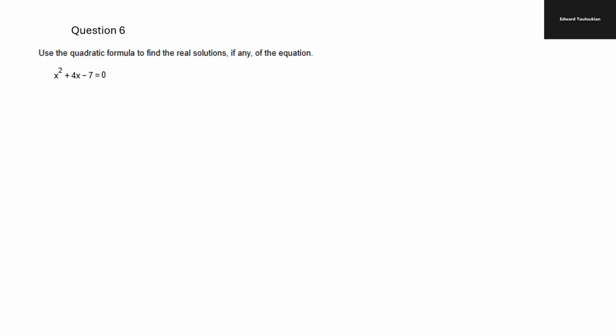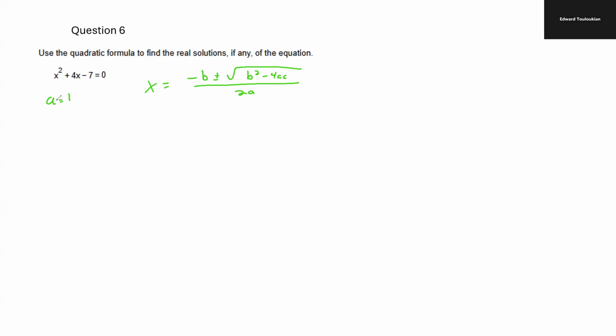All right, so this problem wants us to use the quadratic formula. So remember that is going to be x equals negative b plus or minus the square root of b squared minus 4ac, all divided by 2a. So when I have it written in this form, a is going to equal 1.